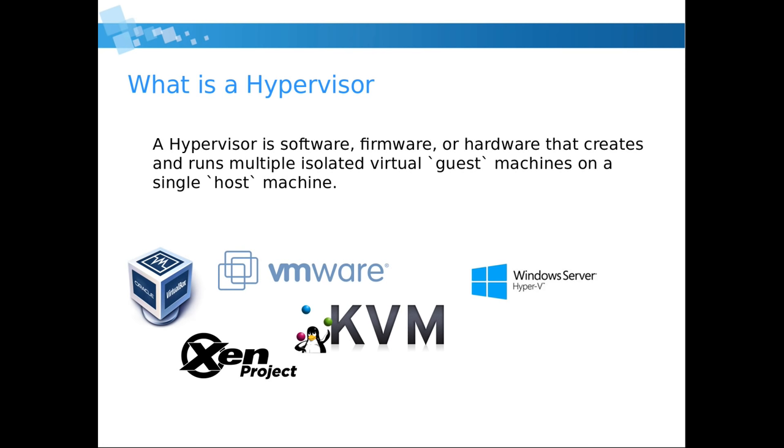What is a hypervisor? A hypervisor, software, firmware, or hardware, creates and runs multiple isolated virtual guest machines on one host machine. The whole point is you have a single server box and you want to run a bunch of stuff on it. To maximize your hardware, a hypervisor and a virtual machine container is the best way to go. It also provides isolation for various concerns, so you can have one process isolated from the other one. That's not necessarily something you need a hypervisor or a KVM for, but it's a good benefit.